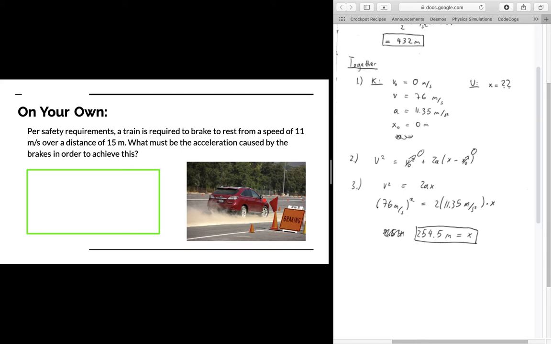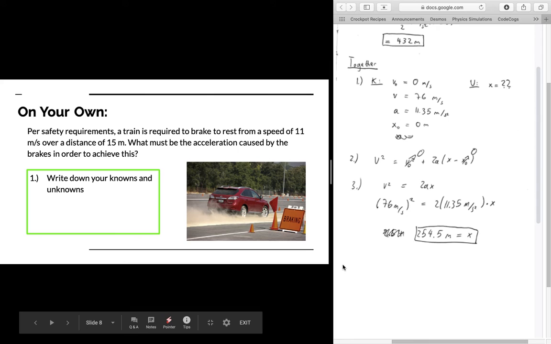Per safety requirements, a train is required to brake to rest from a speed of 11 meters per second over a distance of 15 meters. What must be the acceleration caused by the brakes in order to achieve this? Okay, and this should say car, not train right there. It's a bit of a typo. So again, we proceed through our steps.